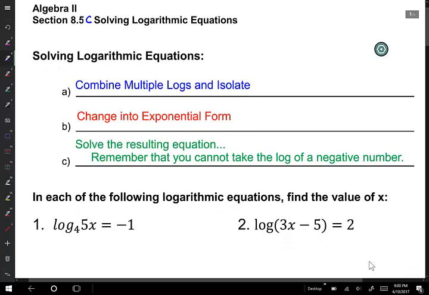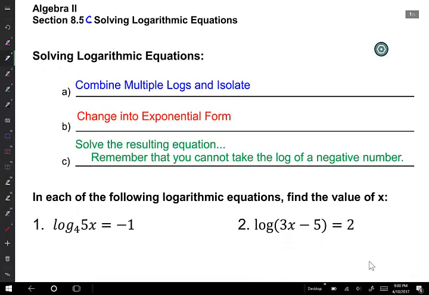So I've got some simple steps here for solving logarithmic equations. We're going to combine the multiple logs and isolate them and group them together using the addition or the division or the subtraction ideas. Then we're going to take that single logarithm and change it to exponential form. And then finally, solve that resulting equation, remembering all the time that you can't take the log of a negative number. So we've got a couple illustrations here.